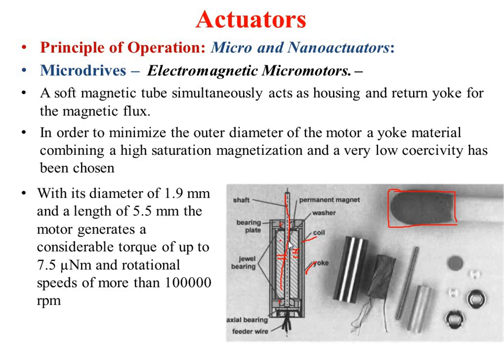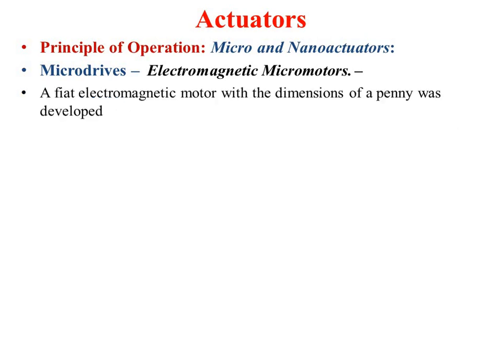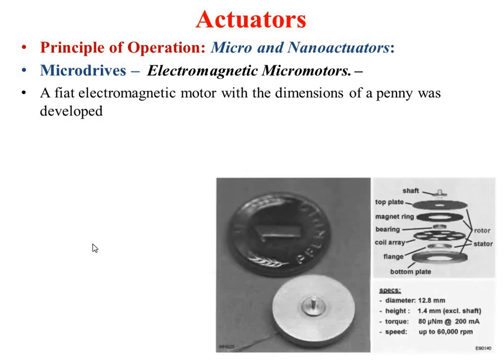So you can use such kind of micromotors in various applications, as we discussed in biomedical applications. Flat electromagnetic motors with the dimension of a penny are also possible. So you can manufacture the motor just like a coin also. Please read it as flat instead of Fiat. So flat electromagnetic motors just like a penny are also possible. Here you can see that it is the size of your coin.